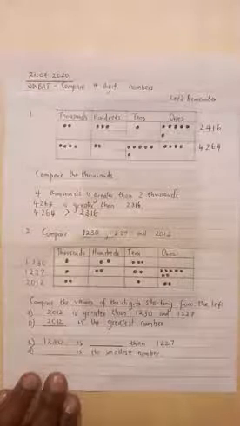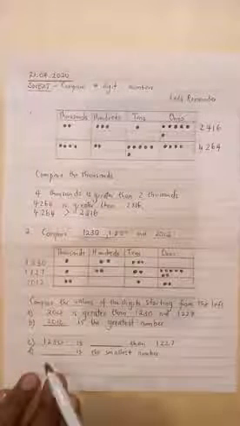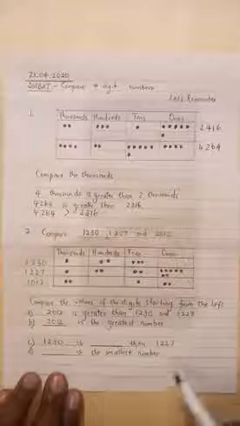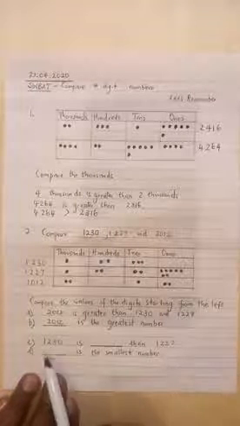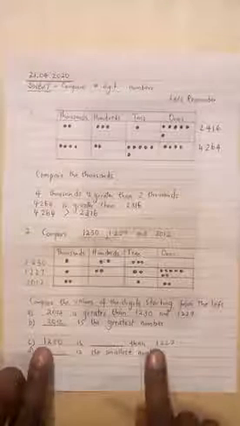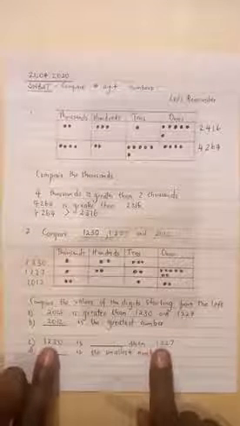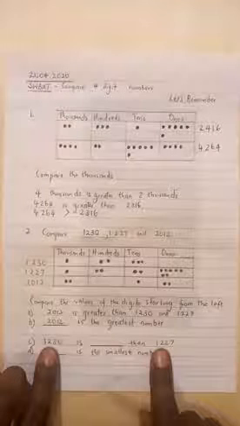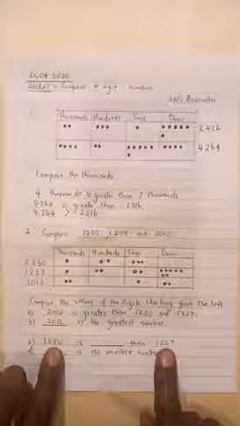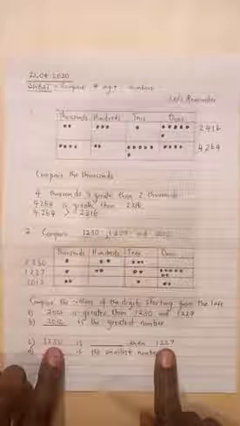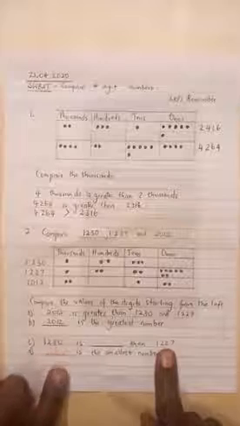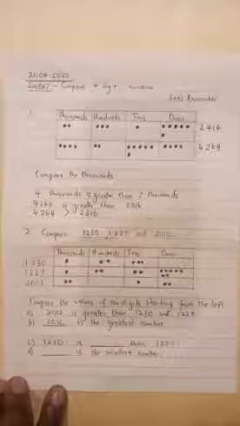In 2C, the question reads 1,230 is dash than 1,227, and if we use the rule of comparing from the left, we realize that in the thousands the values are similar. It's a 1. In the hundreds the value is also the same, it's 2. It becomes different in the tens, where in 1,230 the 3 is greater than the 2 in 1,227, which means therefore that 1,230 is greater than 1,227.